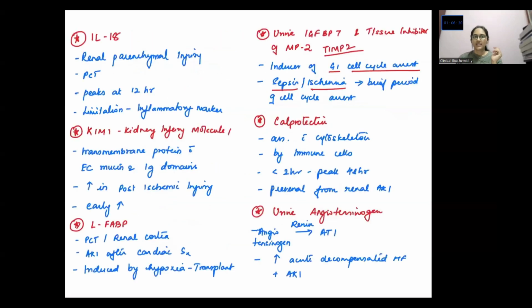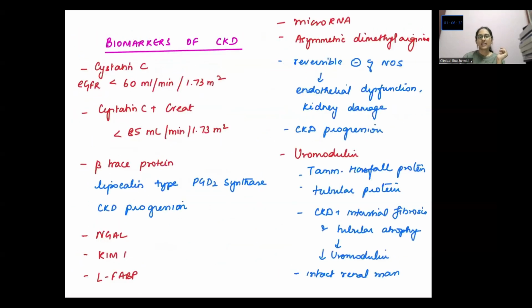Right? Next, we'll see the biomarkers of CKD. Again, there is overlap. So cystatin C you have. As I said, you can use just serum cystatin C calculation to calculate eGFR, or you can use combined creatinine with cystatin C values for calculating eGFR.